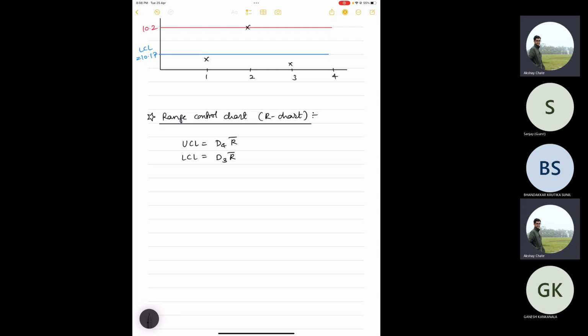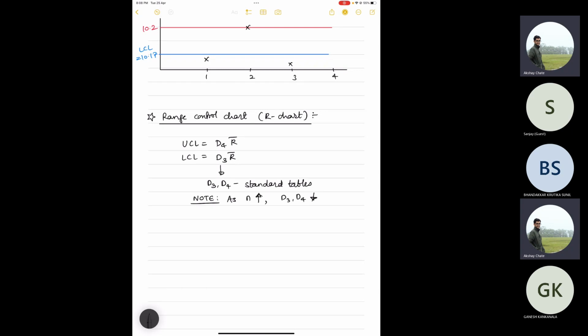So here you don't calculate all those things like X double bar and all. Here you calculate only R bar. So now the question is, what is R bar? And D4 and D3 are constants. Okay, these you will get from some standard tables. You can look at any textbook and you'll find these values for Gaussian distributions there. You should know that one note here is, as n increases, which is the number of units per sample, your D3 and D4 decrease.